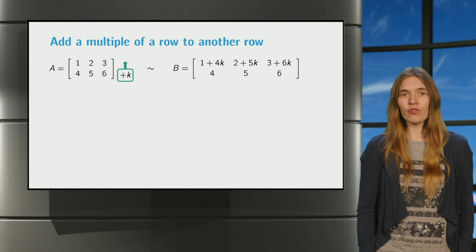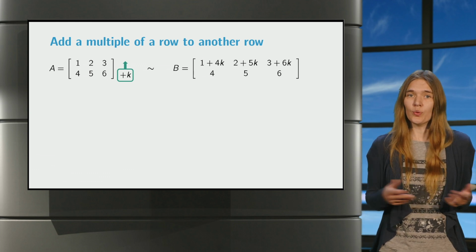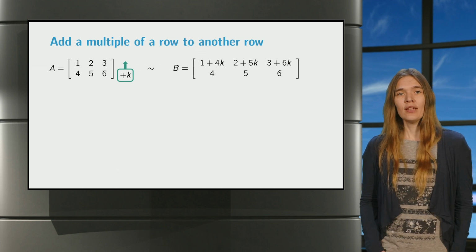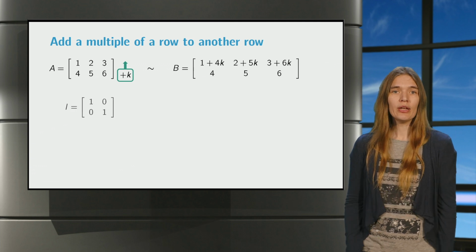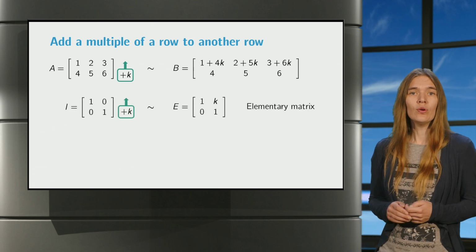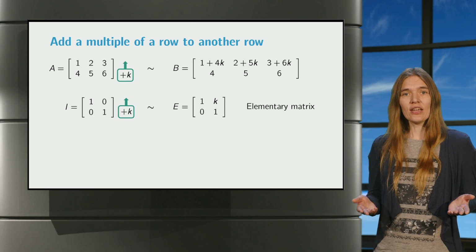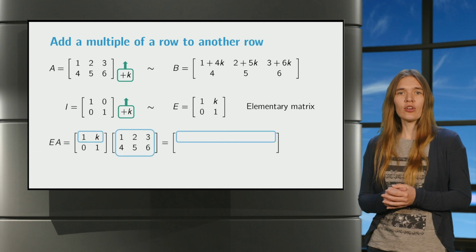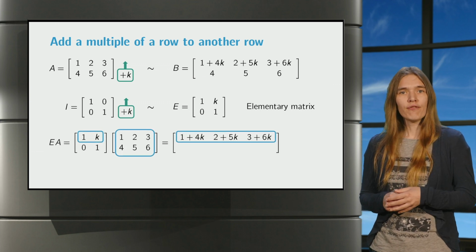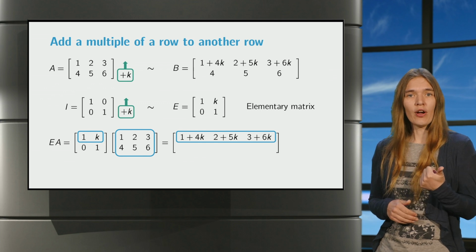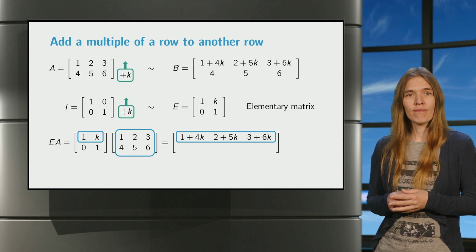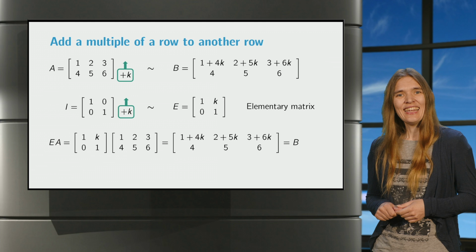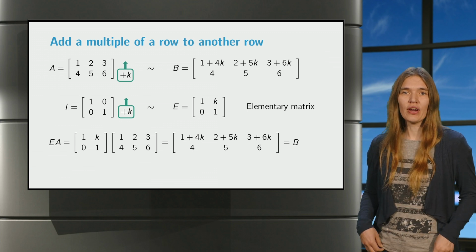The final elementary row operation adds a multiple of one row to another row. This turns our new example matrix A into B. Our example matrix has 2 rows, so we build our elementary matrix using a 2 by 2 identity matrix. We add the second row k times to the first row to obtain E. Compute the matrix product EA, row by row again. The first row of EA equals 1 times row 1 of A plus k times row 2 of A. The second row of EA is just row 2 of A. So once again, EA is exactly the result of our row operation.